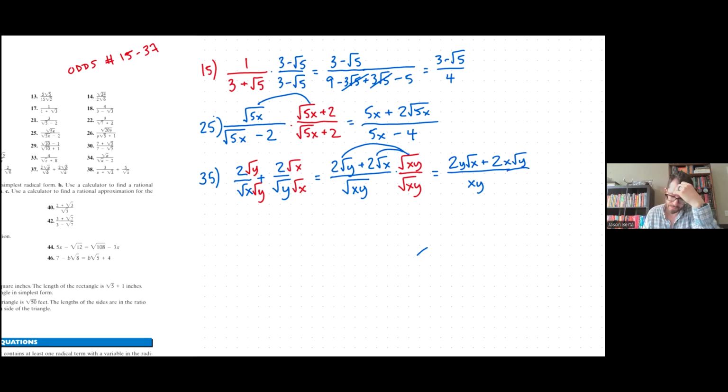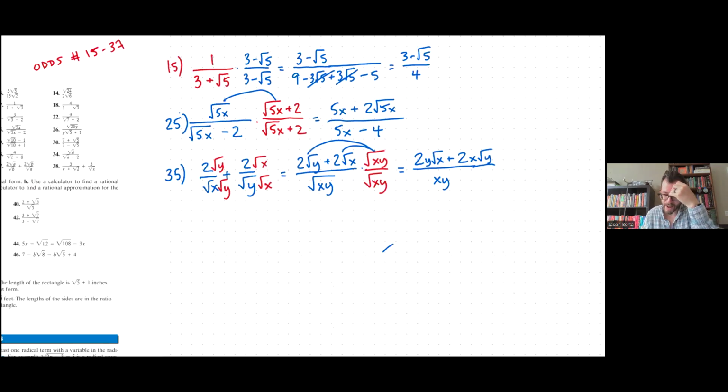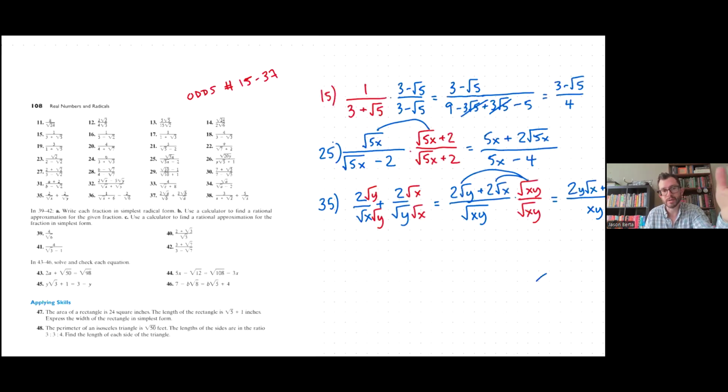And that's your simplified, rationalized fraction. Okay. So pause now, finish up odds numbers 15 through 37. In my email, I'll send along the answer key with my work for those problems. And then after that, continue on with this video.